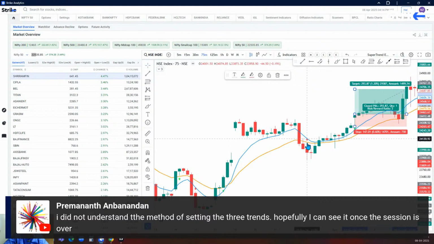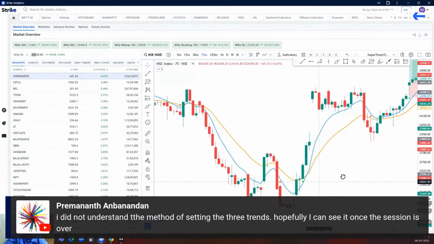But look at this, the super trend gave a sell, but the blue line did not go below the yellow line. So there was no short trade over here. Why? Because the blue line was still above the yellow line. Because we used both these moving averages and super trend together, we were saved from this whipsaw.